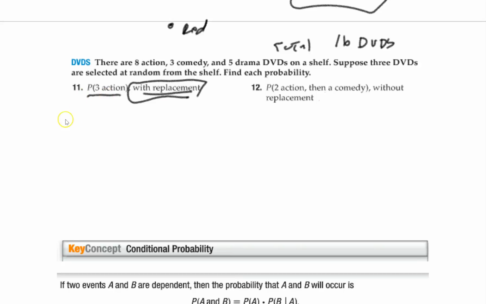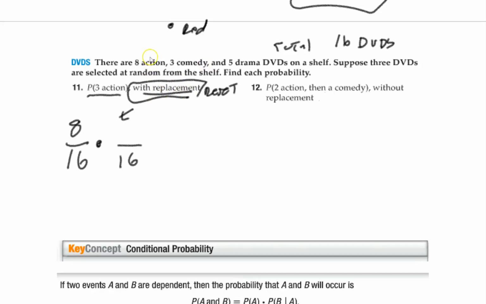So let's do an example. I have 16 total DVDs. I want to get an action movie. There's 8 of those, so it's 8 out of 16. Now with replacement means you grab it and you put it back. So there's still going to be a total of 16. Just put everything back. Basically it means you reset, back to starting. So we're back to normal here.